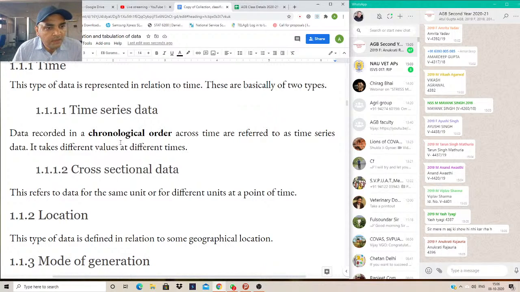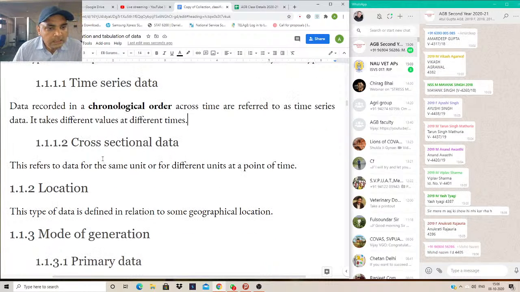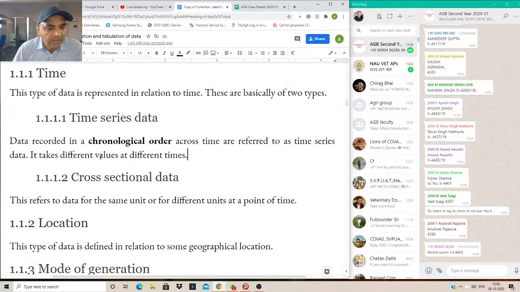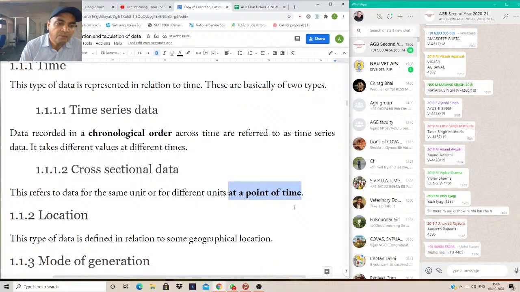So we were discussing the types of data based on time. Now another is the cross-sectional data. And what is the cross-sectional data? This refers to data for the same unit or for different units at a point of time. That is, at a particular point of time, what is the value? Okay, so that type of data is known as the cross-sectional data.